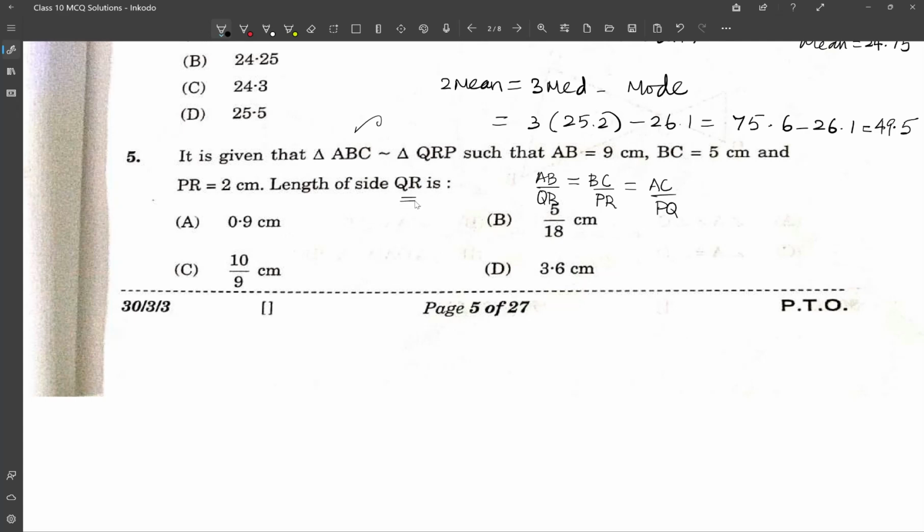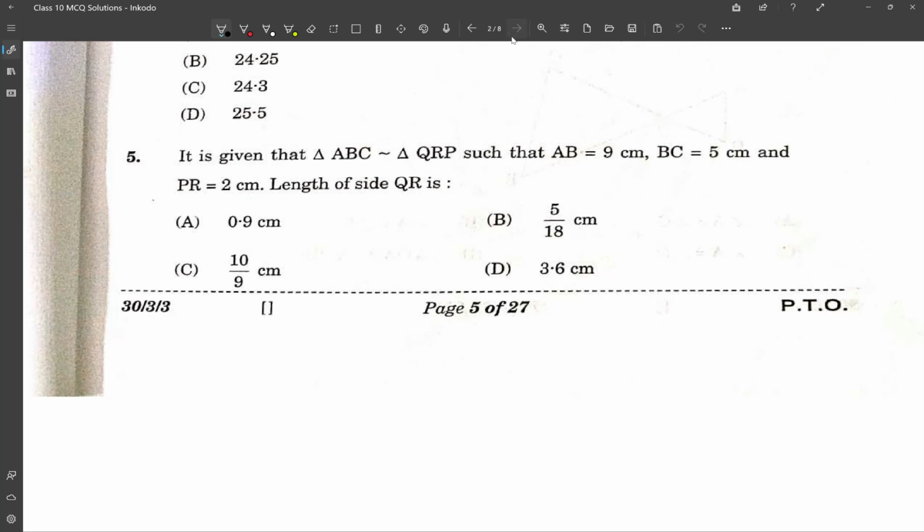We are supposed to find QR. So QR is involved here, AB is given, and BC and PR are also given. So I'm going to use this relation. Now AB we know is 9, divided by QR, which we are supposed to find, is equal to BC is 5 centimeter and PR is 2 centimeter. So if you cross multiply and divide, QR is equal to 18 by 5. So that would be 3.6. Do we have an option? Yes, option D is the correct answer.